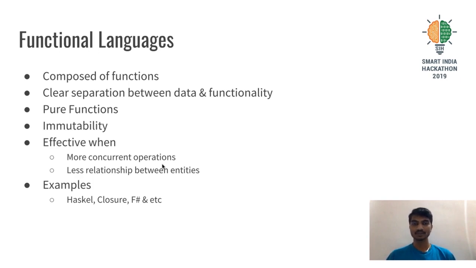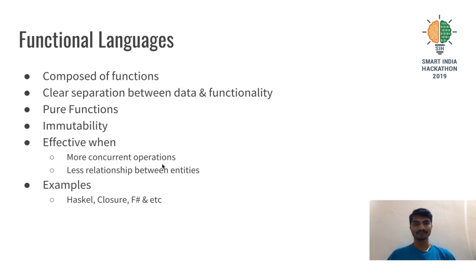As we have seen, object-oriented languages are based on objects. Here, functional languages are based on functions. They are composed of functions. In functional languages, we can see a clear separation between data and functionality. But in object-oriented languages, data and functionalities are not different. They are combined into the same object.